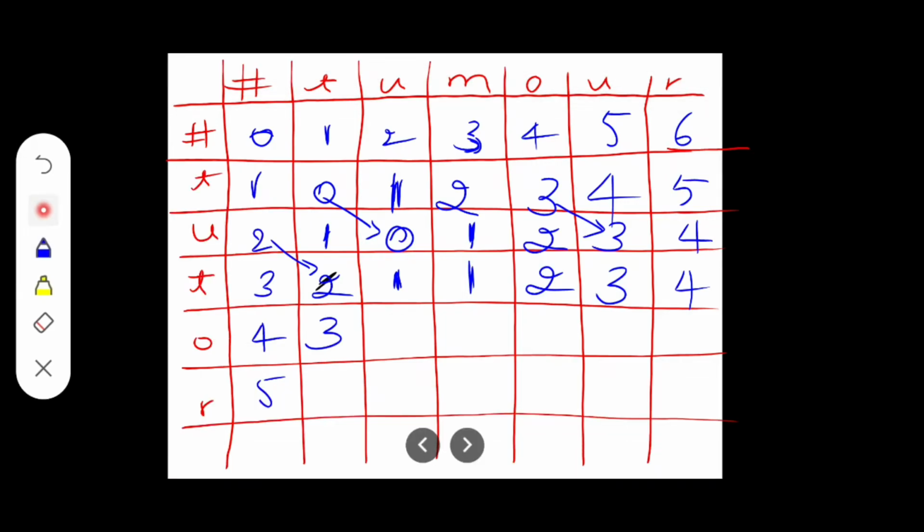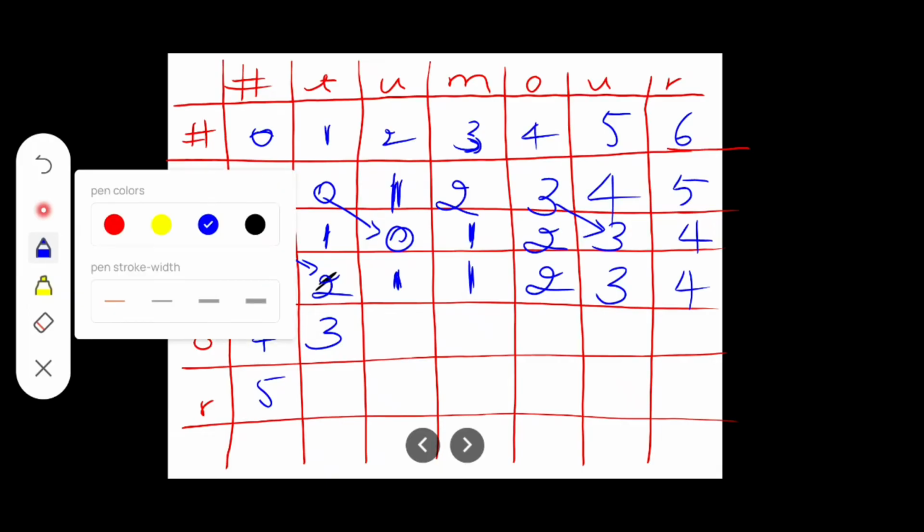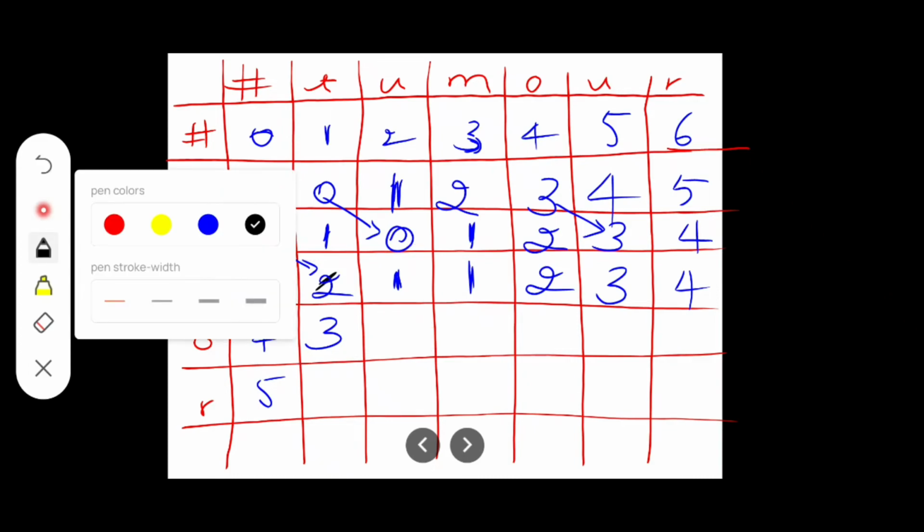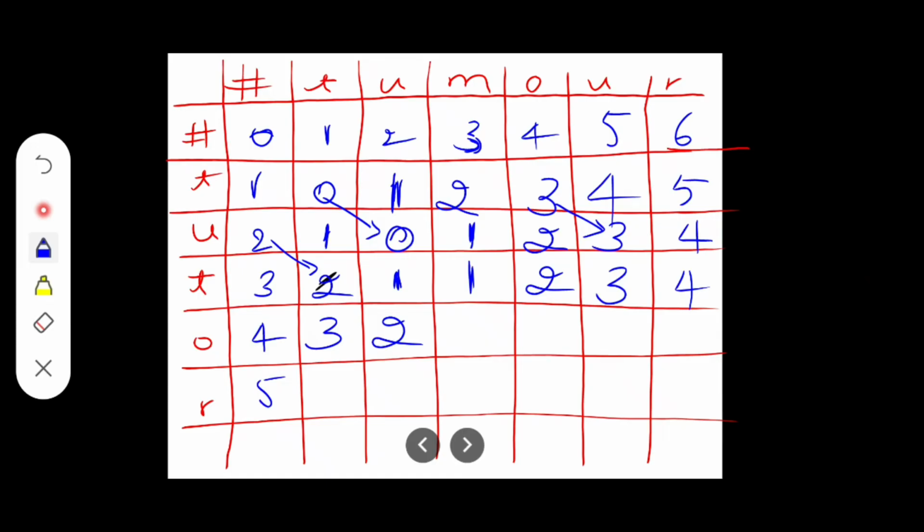Next, moving on to the next letter, that is O is compared with U. O and U are not equal. Okay, so if they are not equal I have to fill this box. So consider this set and find the minimum element: 1, 2 and 3. Which is the minimum element among these three numbers? 1 is the minimum element, right? So minimum element plus 1 means 1 plus 1. What is 1 plus 1? It is 2. So I'll be filling 2 here.